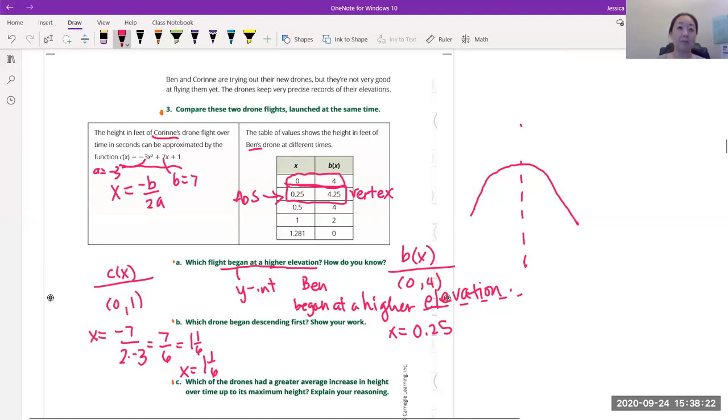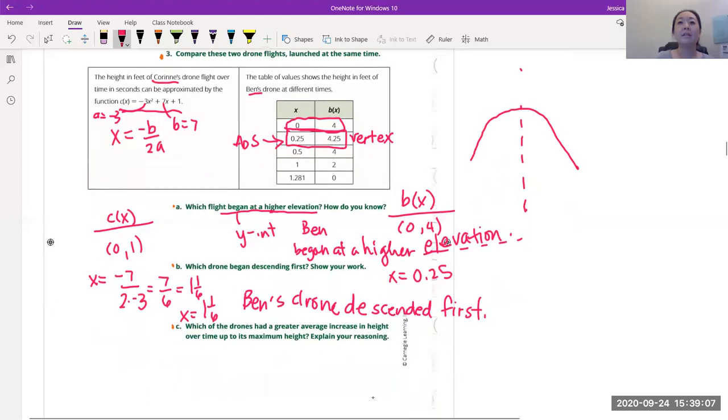So x equals 0.25. For Corin it's a little over a second. So which drone began descending first? Who did it faster? Oh, it's definitely Ben. If you said Corin, sorry. A little over 1 second is not faster than 0.25 of a second. That's like a quarter of a second. That's very fast. It's like it went up and then went right back down. I guess that's why Ben had to start at a higher place. He knew that. So Ben's drone descended first.